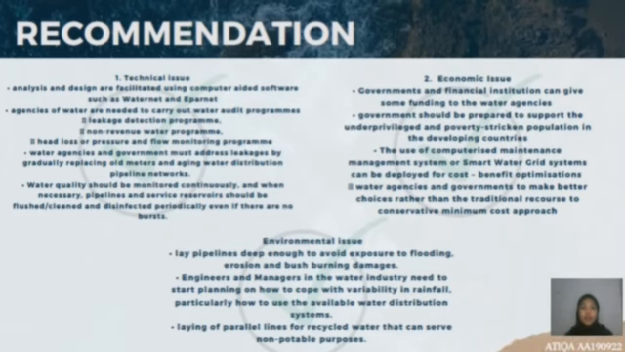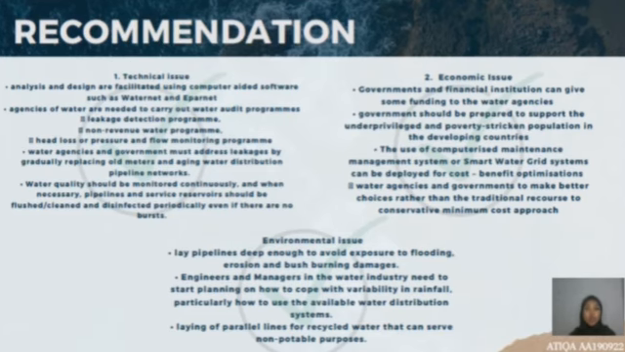Second, environmental issues. A good approach is to lay pipelines deep enough to avoid exposure to flooding, erosion, and bush burning damage. Next, engineers and managers in the water industry need to start planning on how to cope with the variability in rainfall, particularly how to use the available water distribution system to ration supply in the near future.